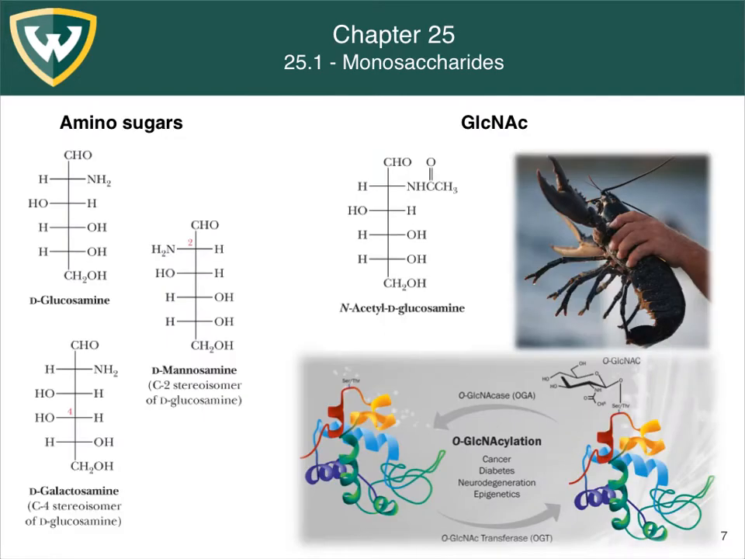Amino sugars contain an amino group in place of a hydroxy group. Only 3 amino sugars are common in nature: glucosamine, mannosamine, and galactosamine.